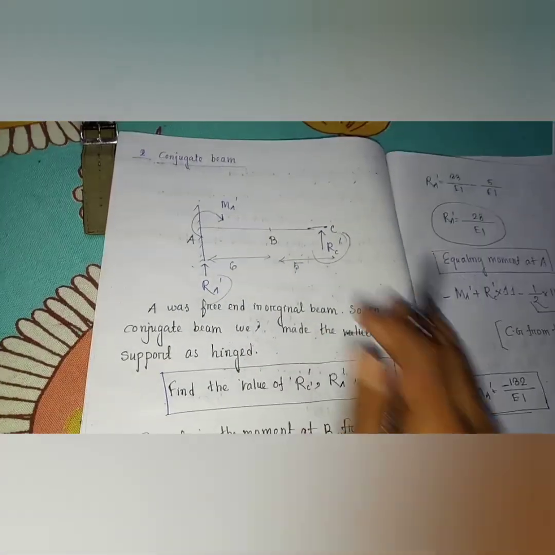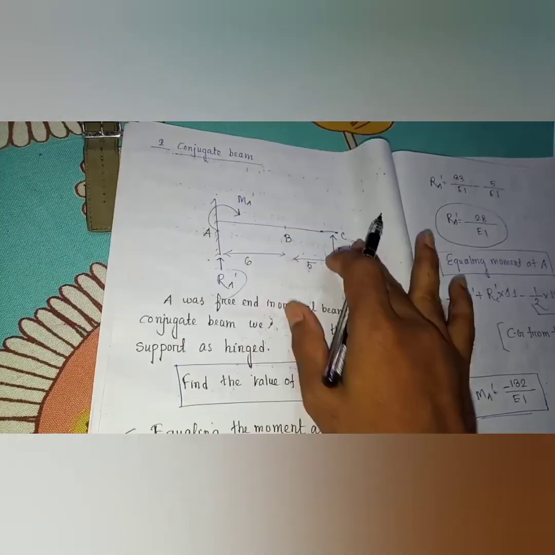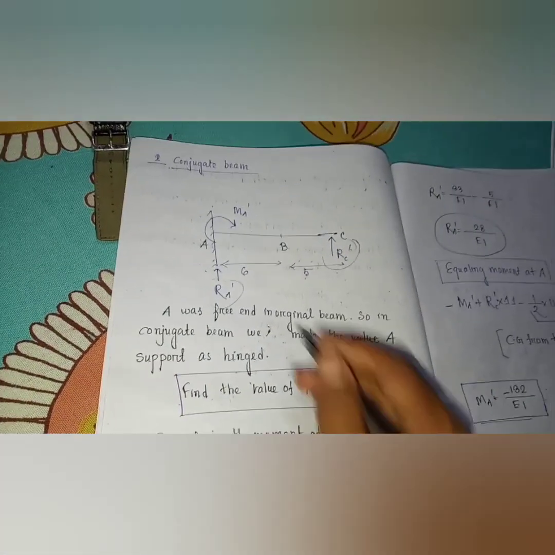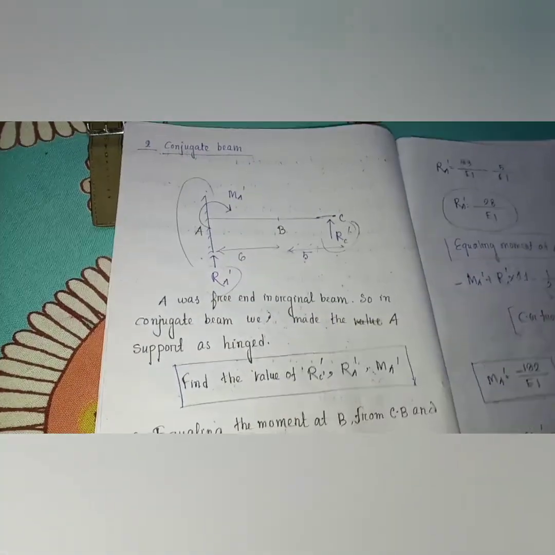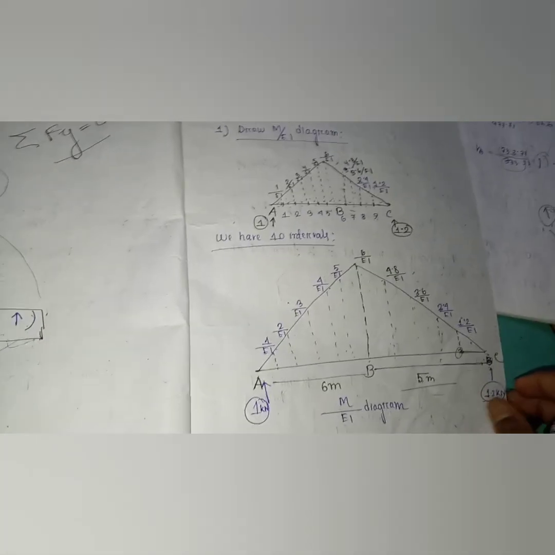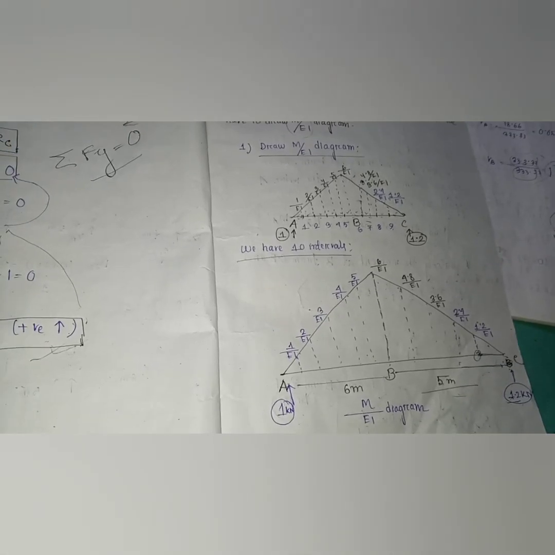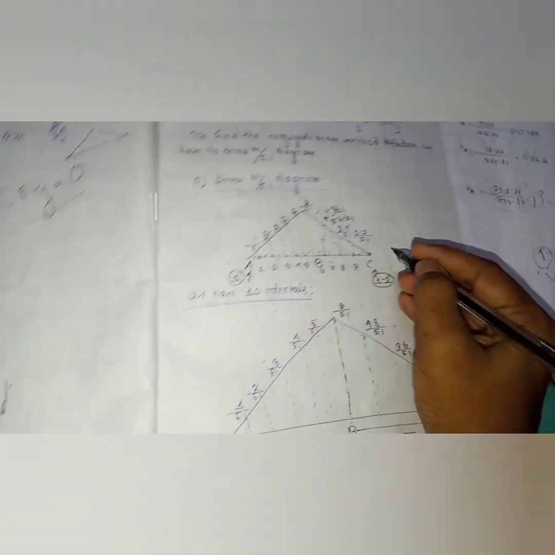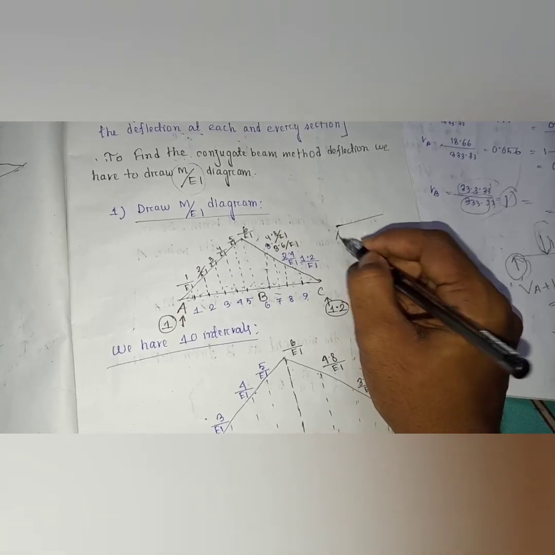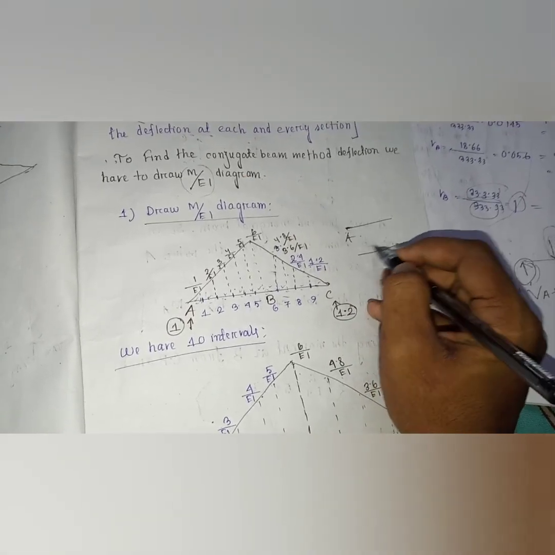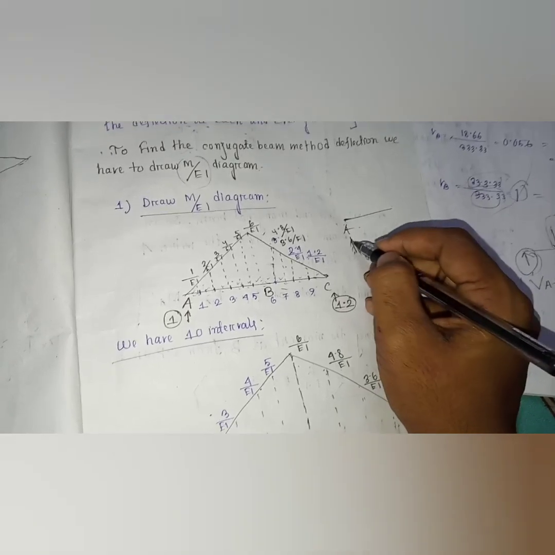So I have drawn the conjugate beam like that. Now the question is why A is hinge here? Why A is fixed here? Because in the conjugate beam method, we all know that if we get any free end, in the conjugate beam it becomes fixed.